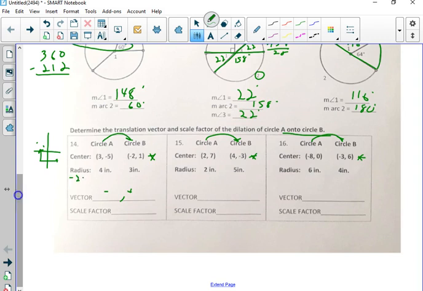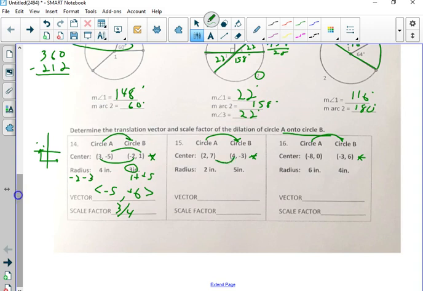Negative 2 minus 3. That's x minus x. But the one you start with is very important. That's negative 5. I wanted a negative, yay. Then I'm going to do 1 minus negative 5, y minus y. That becomes adding 6, positive. That's what I wanted. Negative 5, 6. Now my scale factor is simply this radius written over this radius, 3/4.